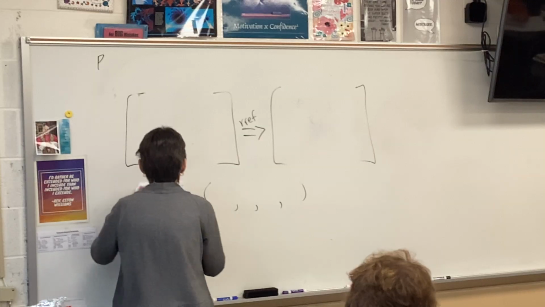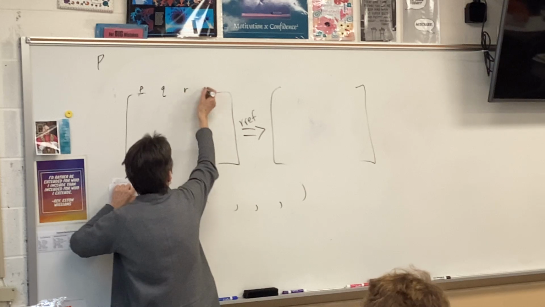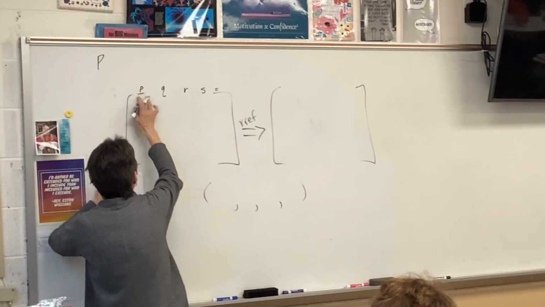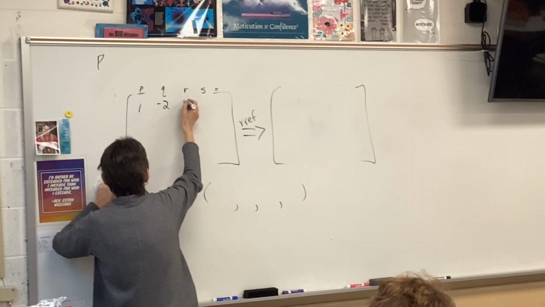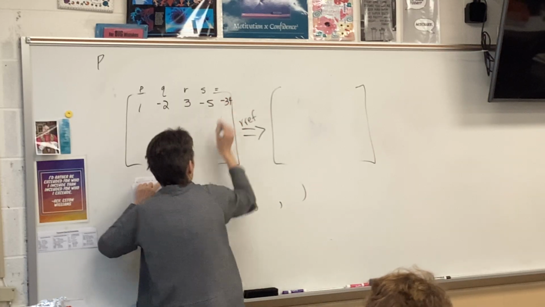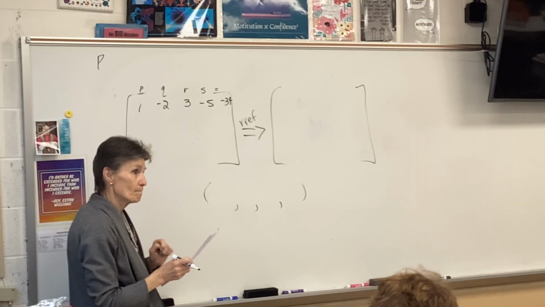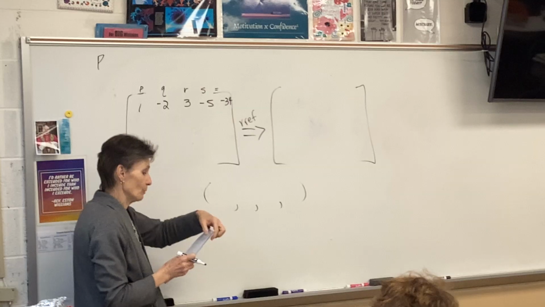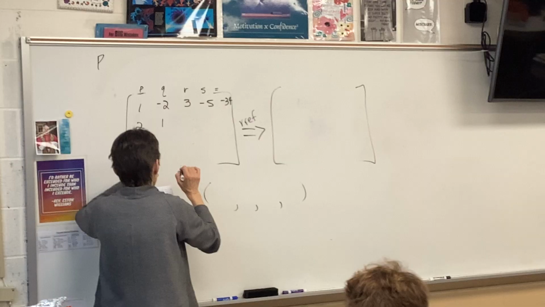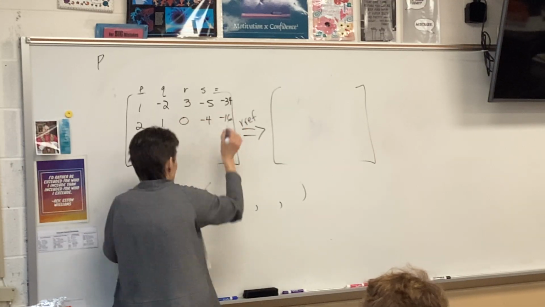All right, so what do we got? Looks like we have P's, Q's, R's, and S's. So 1, -2, 3, -5, and -34. Does that look okay to everybody? Now what about row 2? We got 2 P's, 1 Q, uh-oh, no R's, -4 S's equals -16.